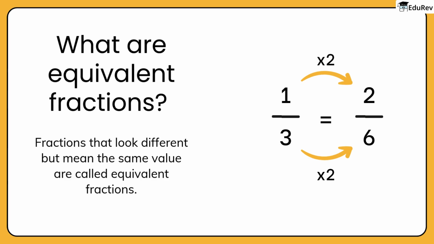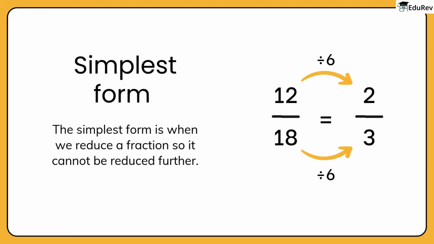And when we reduce fractions as much as possible, we get the simplest form. The simplest form is when we reduce a fraction so it cannot be reduced further. Example, 12/18, divide numerator and denominator by 6, we get 2/3.